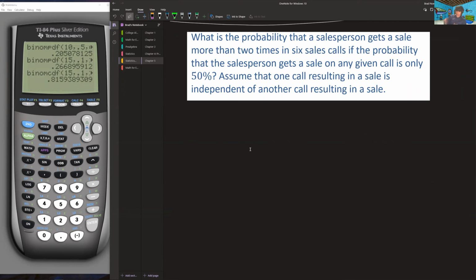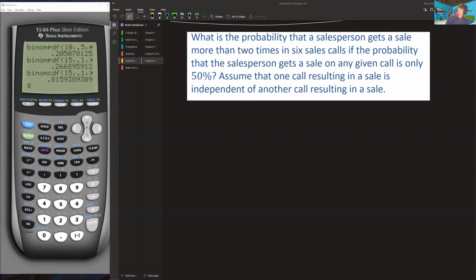So let's just double check. Is this binomial? 6 sales, so we have some number of trials. We have some number of desired successes. We have the given probability of success, and all of them are independent. Looks like we've got a binomial distribution. We can make use of our binomial formula.